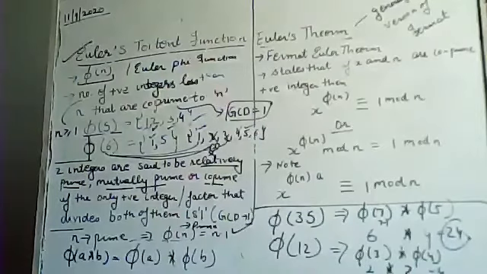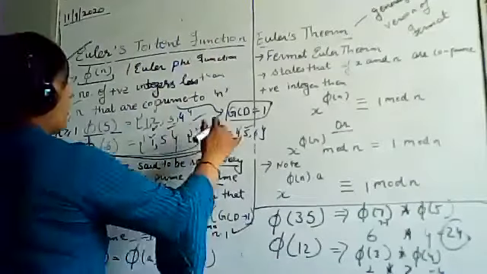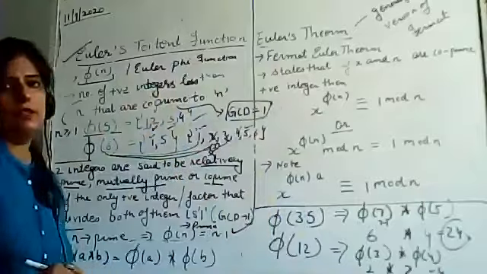Is it fine? Okay, so we just see how many of these numbers we can have, such that the value of GCD should be 1. So we will find that the greatest common divisor should be 1 over here.